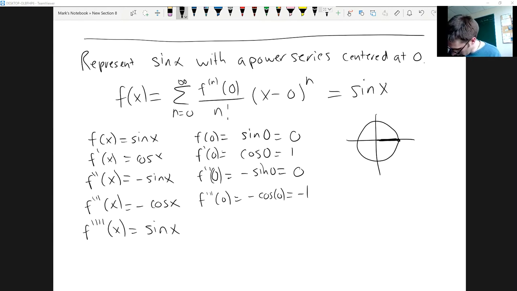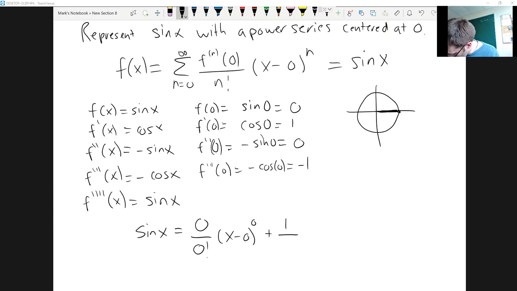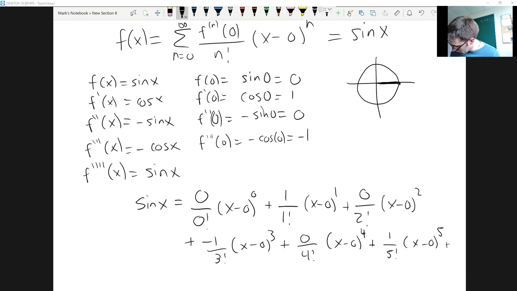And from there, we'll see that the pattern is going to repeat: 0, 1, 0, negative 1, 0, 1, 0, negative 1. And so sine of x must be equal to the 0th derivative over 0 factorial times x minus 0 to the 0th power, plus the first derivative over 1 factorial times x minus 0 to the 1, plus the second derivative over 2 factorial times x minus 0 squared. And I'll continue on the next line, then we'll have minus 1 over 3 factorial times x minus 0 cubed, and then it will be 0 over 4 factorial, and then after minus 1, we'll go back to plus 1 over 5 factorial, and that will continue, and so on.